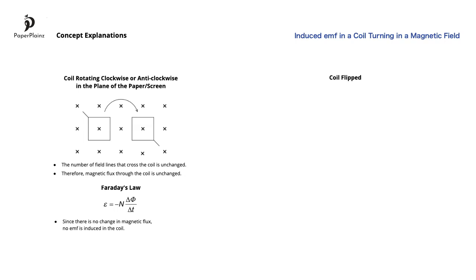The second case is when the coil is flipped. If it is not fully clear what flipping means here, picture the coil being rotated by 180 degrees about this axis. After the coil is flipped, it ends up in the position that you see on the right-hand side. Let's consider the situation from the coil's perspective.